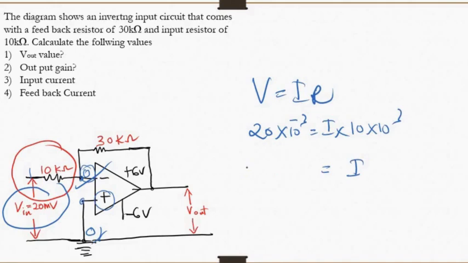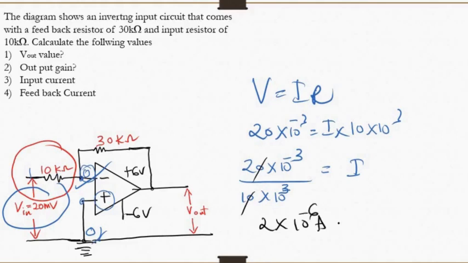So we are getting I as 20 into 10 to the power minus 3 divided by 10 into 10 to the power 3. So the zeros cancel off, 10 to the power 3 goes up, 2 into 10 to the power minus 6 amperes, or else you can write 2 microamperes. That is our third answer, 2 microamperes. Final answer, feedback current. Just like the other question, we need to try this question.